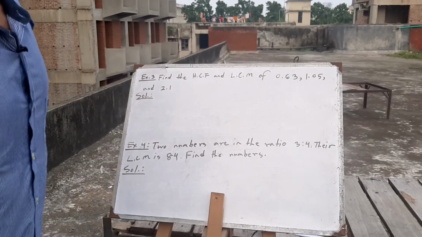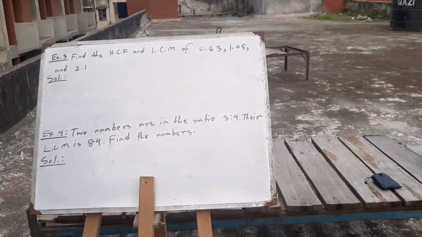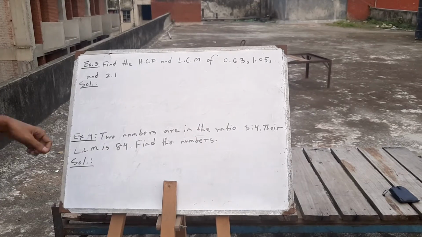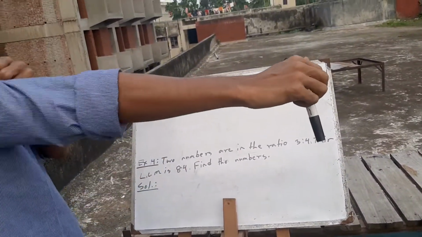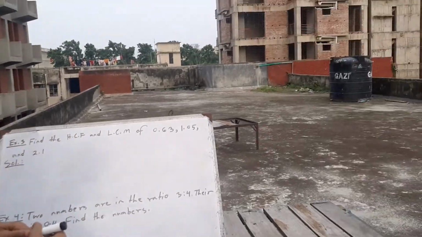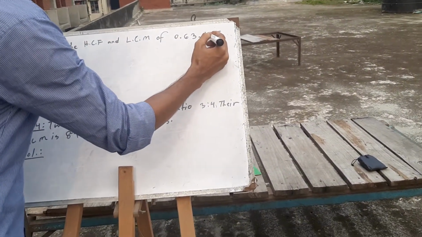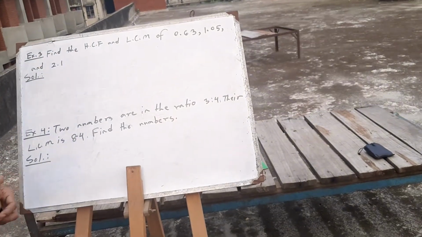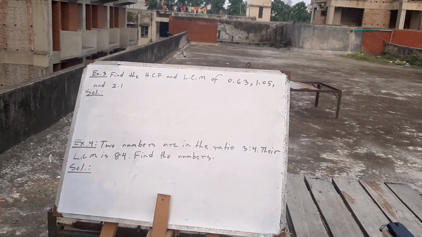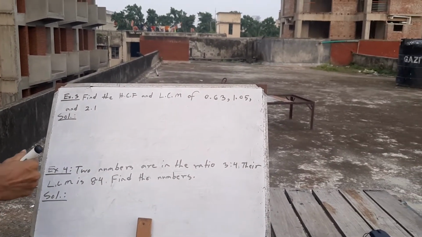We are in our third example. We're going to solve our third example for the class on L.C.M and H.C.F. The example is: find the highest common factor and lowest common multiple of 0.63, 1.05 and 2.1. There we have three decimal numbers to identify the H.C.F and L.C.M. of.